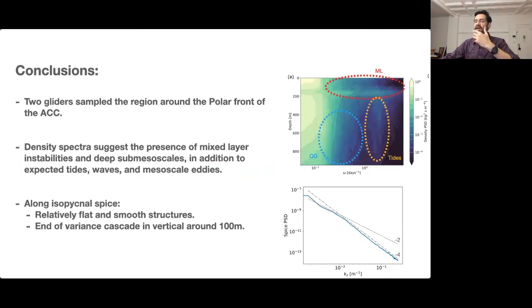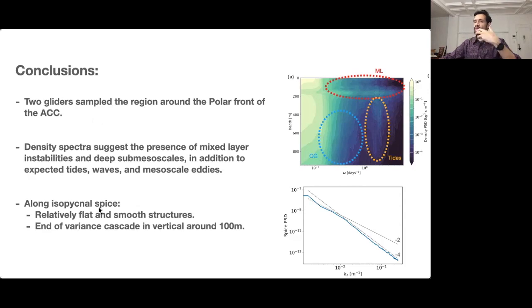So in the end, I would like to conclude with our key discoveries. We sampled the ACC using gliders at relatively high resolutions, about 5 kilometers in the horizontal and about 2 meters in the vertical. The structures observed in the density field suggested the presence of mixed layer instabilities and submesoscales that penetrate as deep as about 400 meters, or about 200 meters below the mixed layer. This was in addition to the expected processes that we were going to see, like tides, waves, and mesoscale eddies.